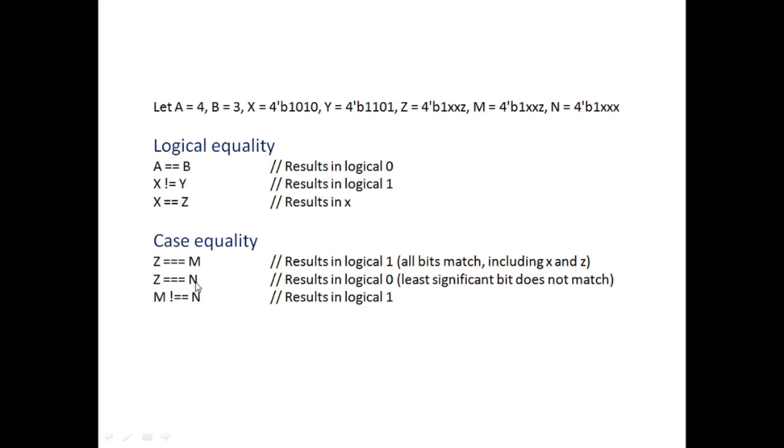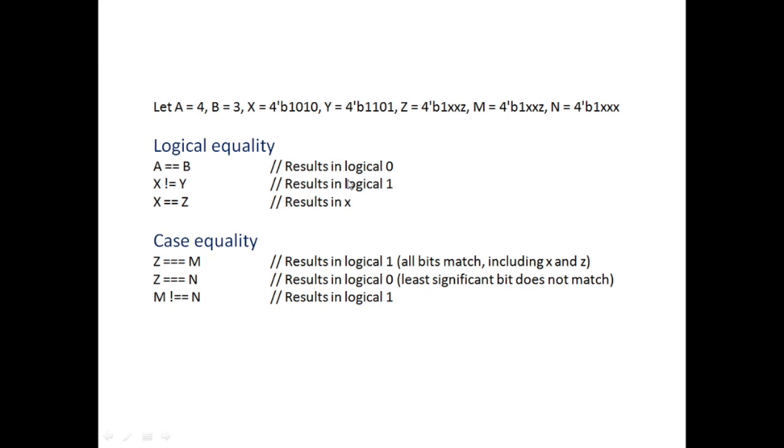Z triple equal to N. Z is this one and N is this one. So in the LSB here I have Z, the LSB there I have X. So these two are not equal, so it results in logic 0. M is not case equal to N. M is this one, N is this one. Yes, it is not equal, that means it results in logic 1.